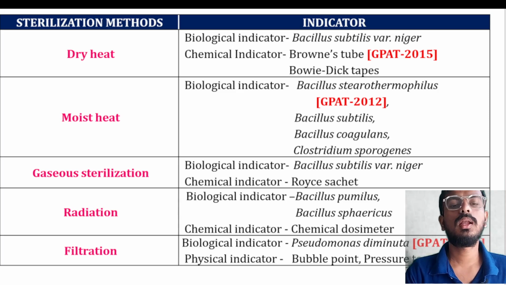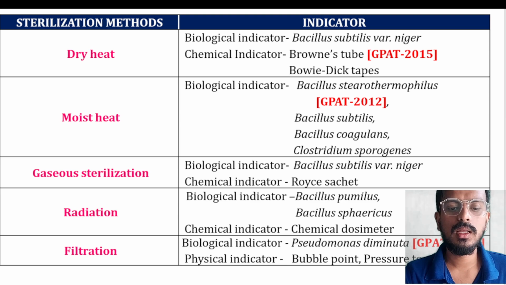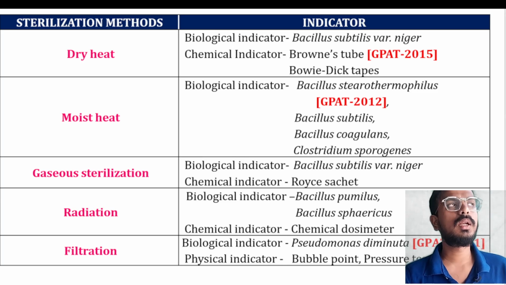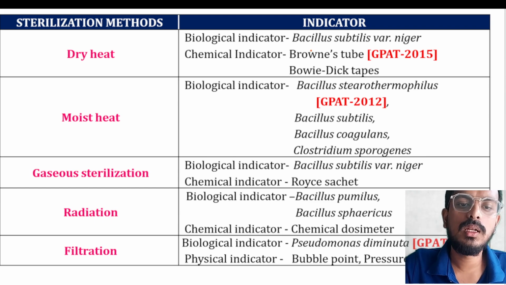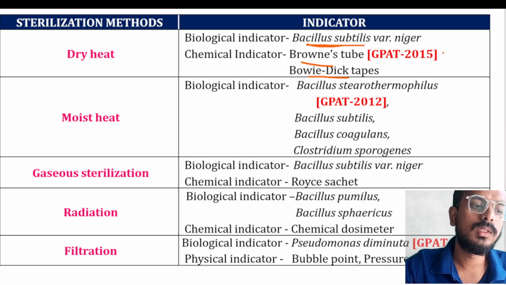Next is about the biological indicators that are used for the different types of sterilization. If we talk about the indicators, for dry heat sterilization the biological indicator is Bacillus subtilis, and the chemical indicator is Brown's tube and Bowie-Dick. This question was asked in GPAT 2015.